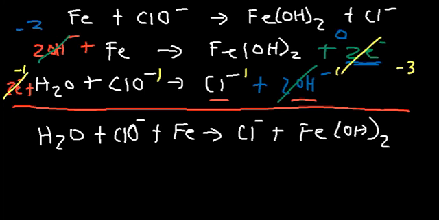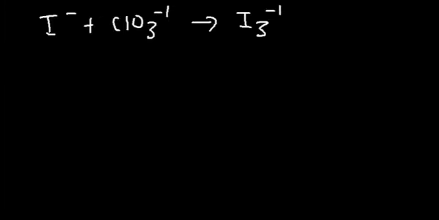And that's it. And that half reaction is now balanced. So let's try another example. So let's say we have iodide plus chlorate, and let's say that converts into the triiodide ion and chloride.